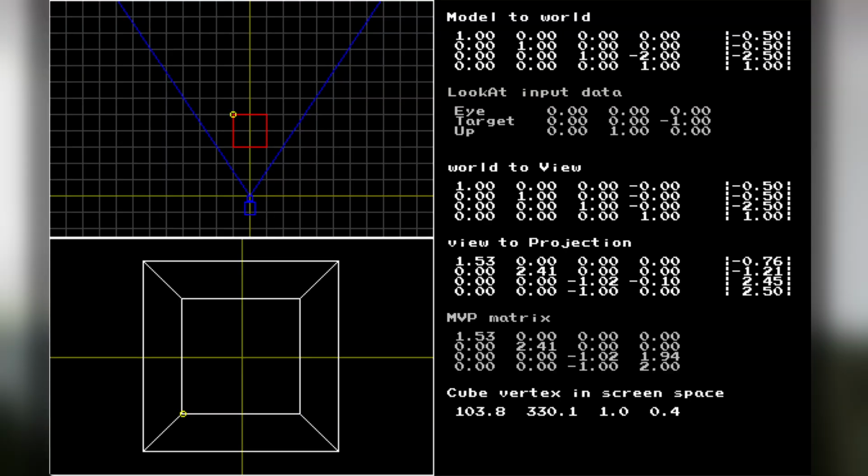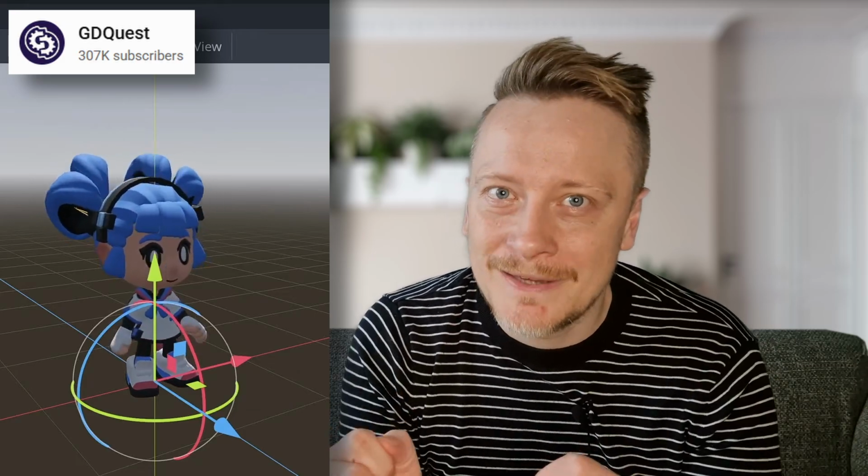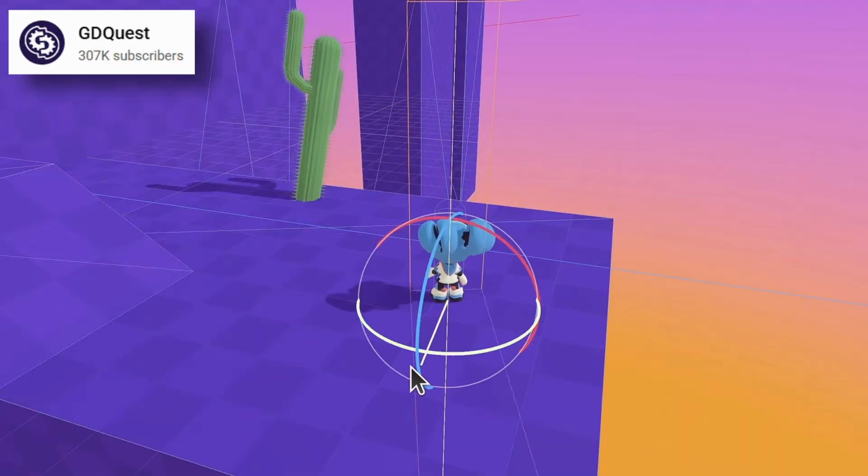Alright, let's walk through the pipeline. Step 1. Model to world transformation. Your 3D object lives in its own local space. Maybe you model the character and the origin is at their feet, and they are facing along the positive z-axis. But in your game world, you want that character standing at a specific location, maybe rotated to face a different direction, perhaps scaled up or down.